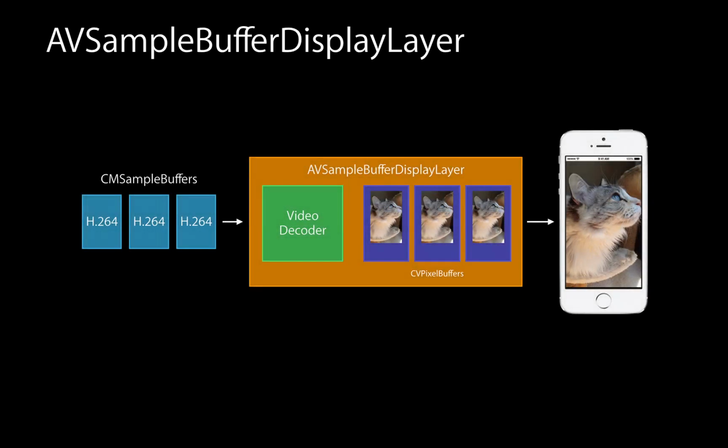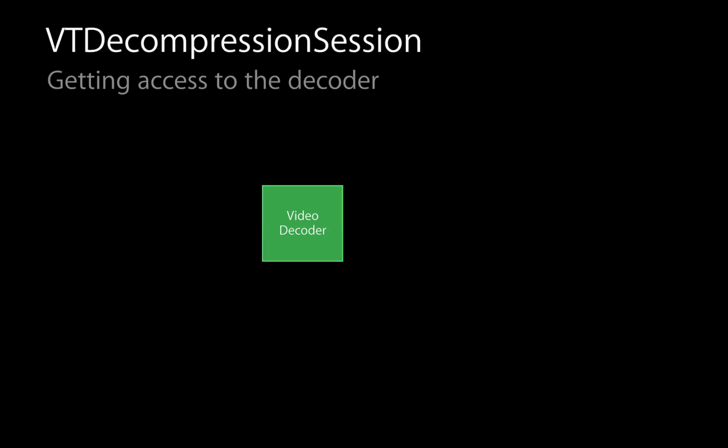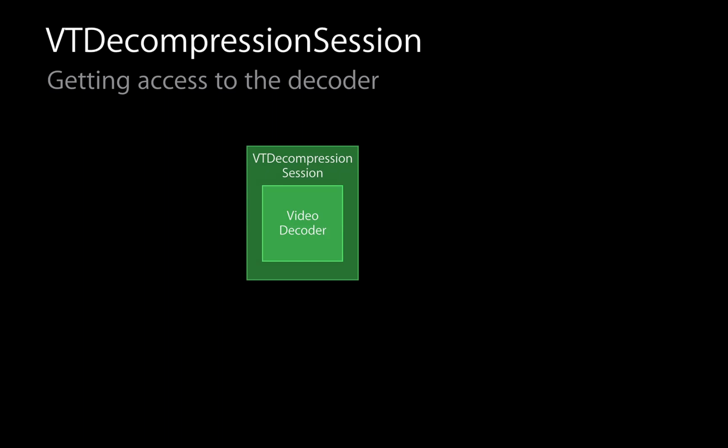All right, so let's dive into our second case. This is the case where you have a stream of H.264 data coming in over the network, but you don't want to just display it in your application. You want to actually decode those frames and get the decompressed pixel buffers. What we had in AV sample buffer display layer contains a lot of the pieces we need. But instead of accessing the video decoder through the AV sample buffer display layer, we'll access it through the VT decompression session.